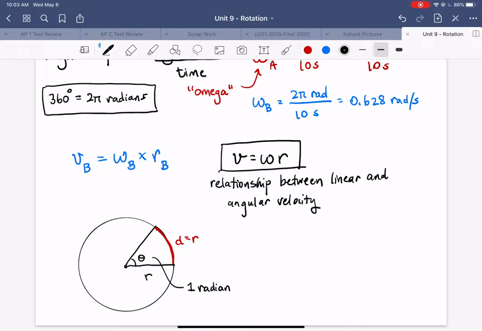So that means we can say that d in general is equal to the radius multiplied by the angle if the angle's in radians. So if theta is equal to 1, then d and r are the same, but if theta is larger or smaller than 1, then d will be larger or smaller. But this equation only works if theta is measured in radians.